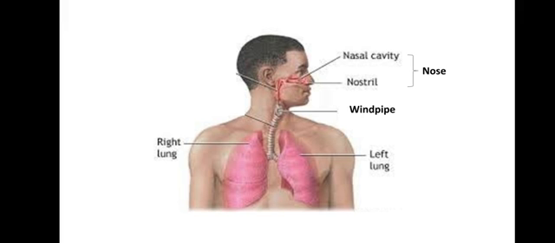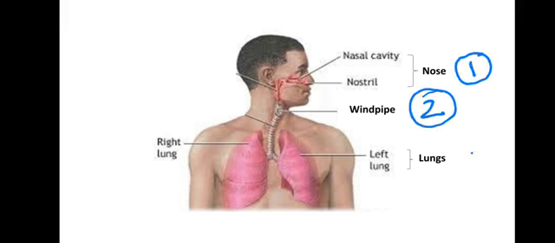And what is the second part of the respiratory system? It is the windpipe. And which is the third part of the respiratory system? It is our lungs. So these are the three parts of the respiratory system. The first part is the nose. The second part is the windpipe. And the third part is the lungs.